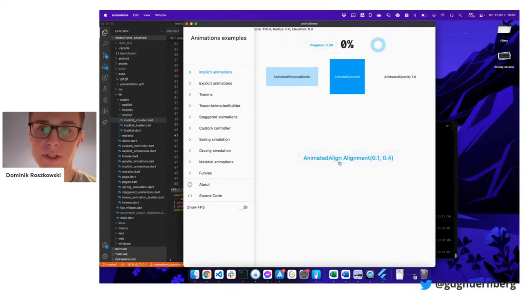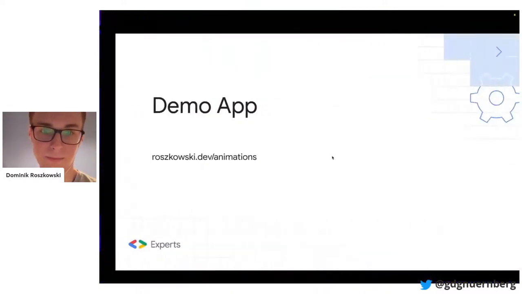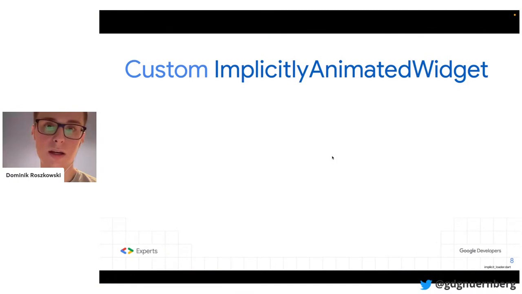And the same happens with, for instance, AnimatedAlign. So there is an Align widget by default, and you can also use AnimatedAlign. So whenever the alignment of this widget changes, it just smoothly animates from one point to the other. And this is pretty cool because you don't have to implement any animation whatsoever to make this effect.